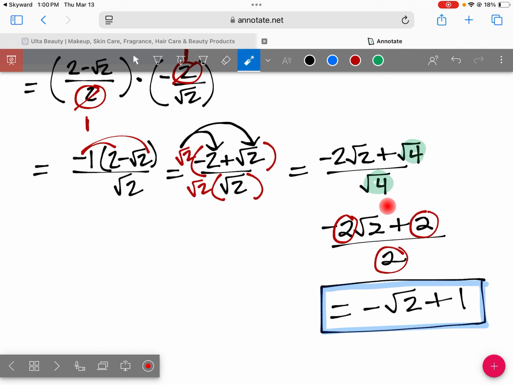So I divided all 3 of these numbers by 2. I divided this by 2 and I got a 1. I divided this by 2 and I got a plus 1. And that's all over 1, but that looks kind of goofy to put it over 1, so I didn't put that, but if you did, that is okay. Good questions. Okay, any other questions?